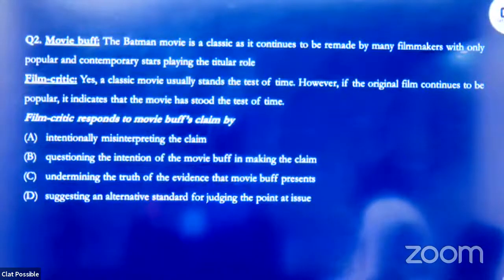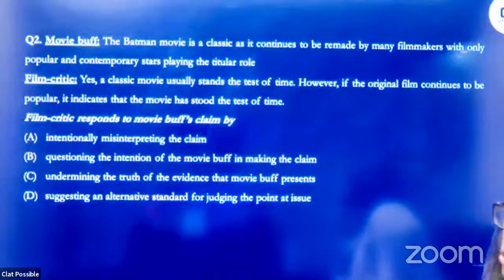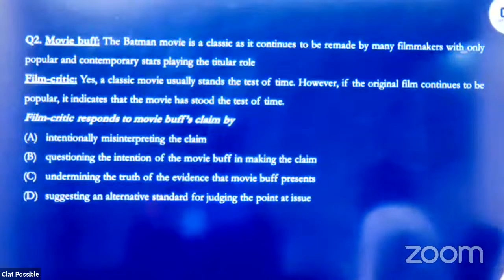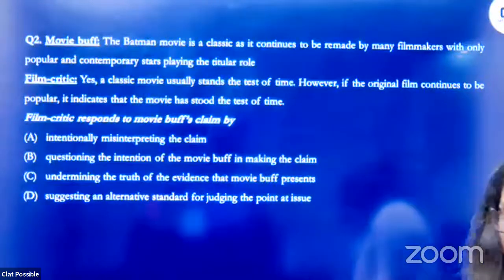So I was showing you another question category. Film critic responds to the movie buff's claim by. Let's solve this question.